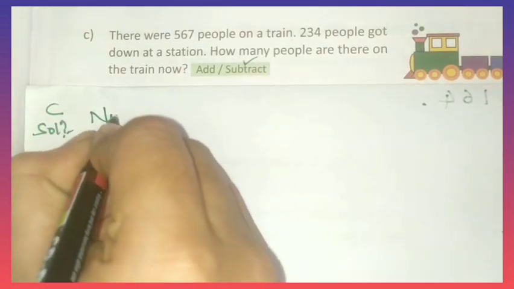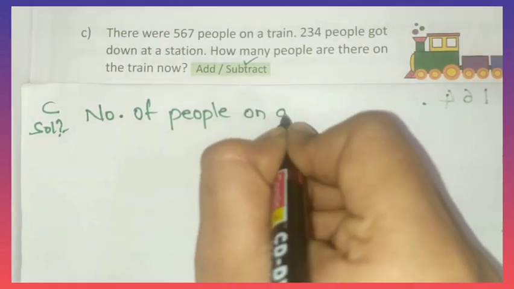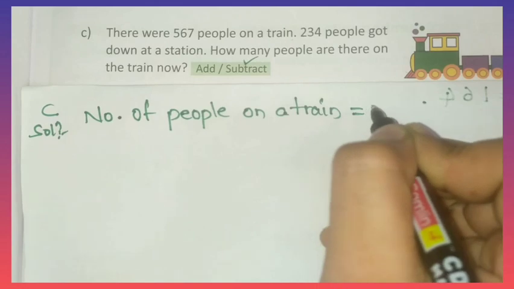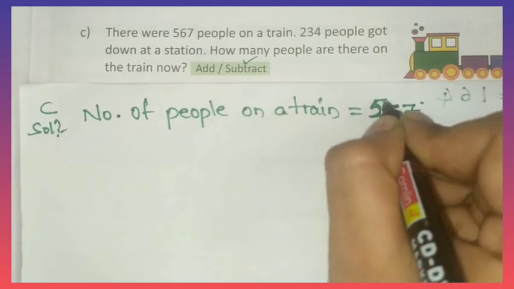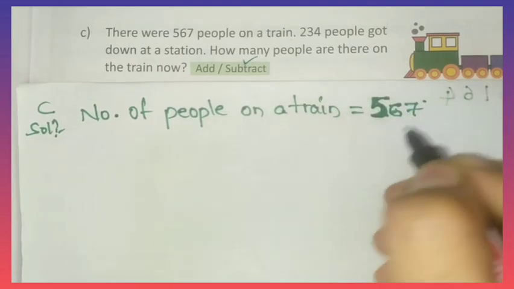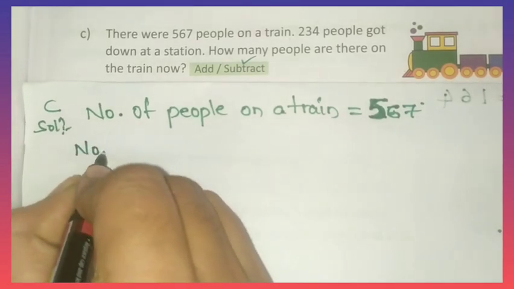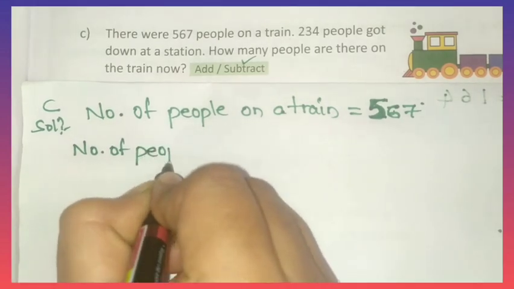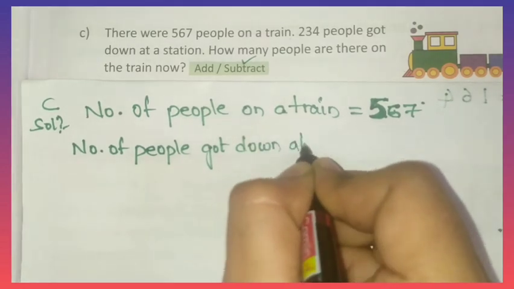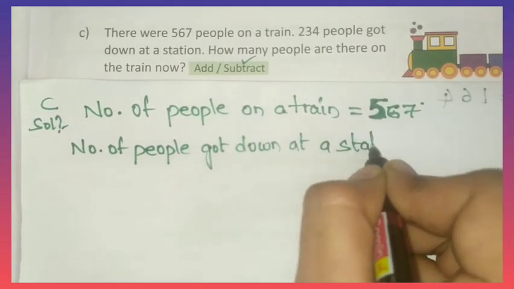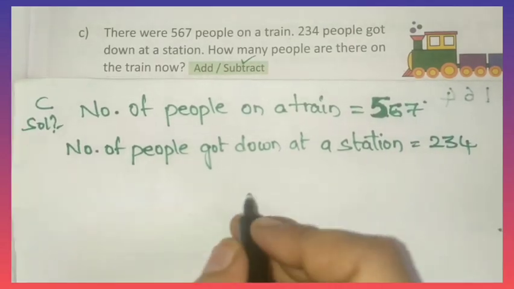Look here. See answer. Number of people on a train. How many are there? 567. Okay. From that, number of people got down at a station. How many people got down at a station? 234. Now do subtraction.